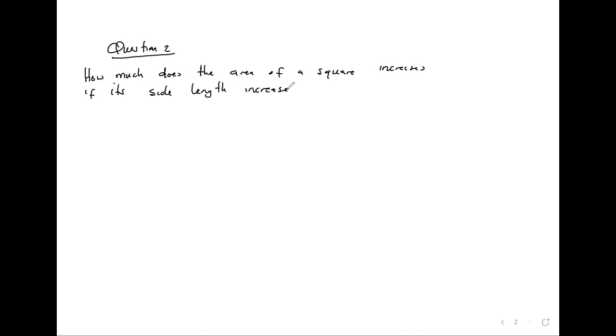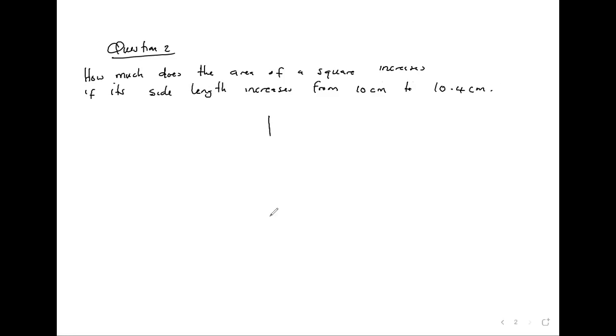Like the case of question 2, by approximately how much does the area of a square increase if its side length increases from 10 centimeter to 10.4 centimeter.